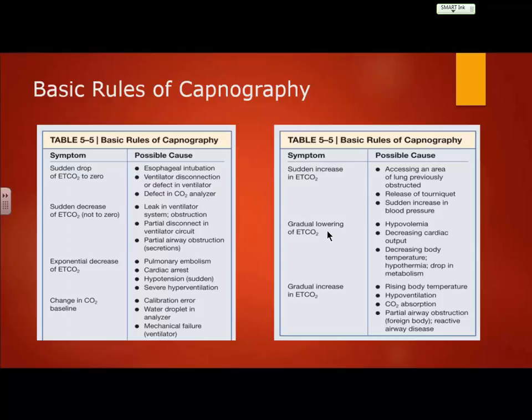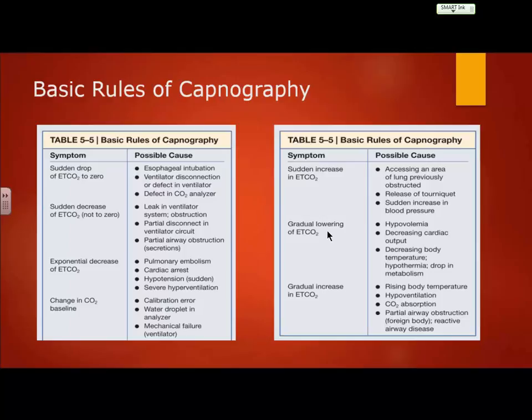Sudden hypotension. Or severe hyperventilation. What about if you've got a change in the CO2 baseline? So everything else looks the same, but now my baseline, my waveform, is looking raggedy. That's probably going to be an equipment issue. Now on the flip side of that, what if you get a sudden increase in end-tidal CO2?